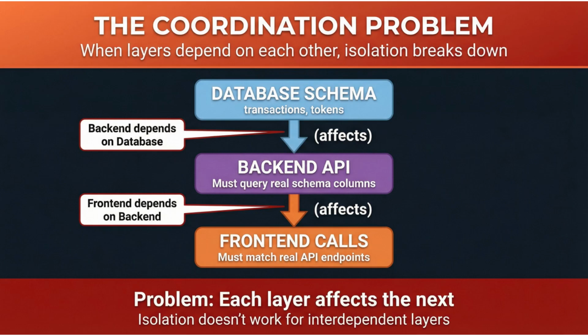Subagents are powerful for isolated work, but they break down when tasks need coordination. When the database schema affects back-end endpoints and back-end affects front-end interfaces, you can't work in isolation because each layer depends on the others. This is the coordination problem.